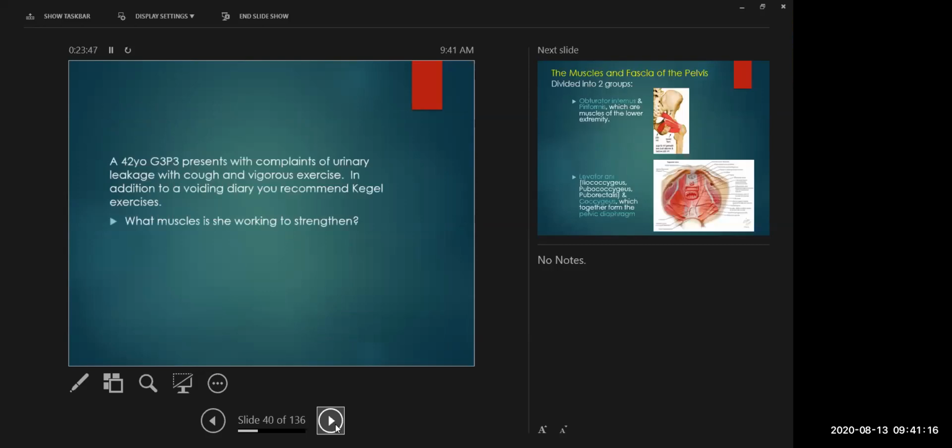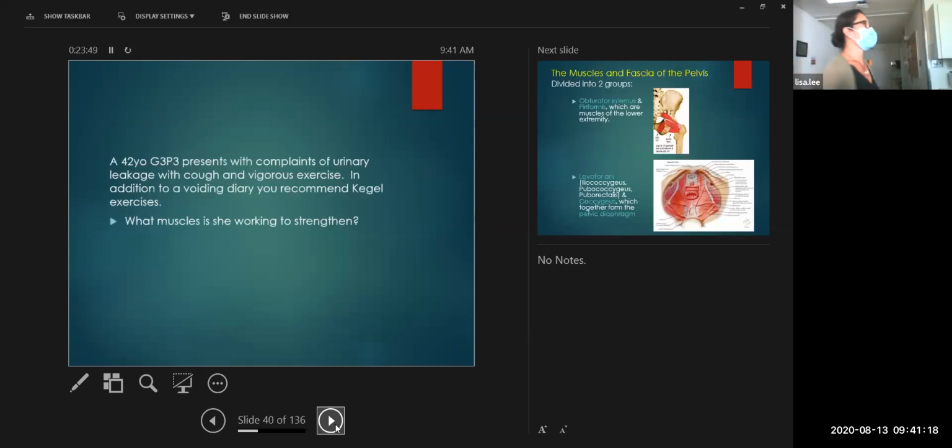Another case, and we can chat through it. You have a 42-year-old G3P3, and she comes in with complaints of urinary leakage when she coughs and does vigorous exercise. In addition to avoiding diarrhea, you recommend Kegel exercises. What muscles is she working to strengthen? Kegel muscles, says Dr. Kegel. Yeah, so it's your pelvic floor muscles.